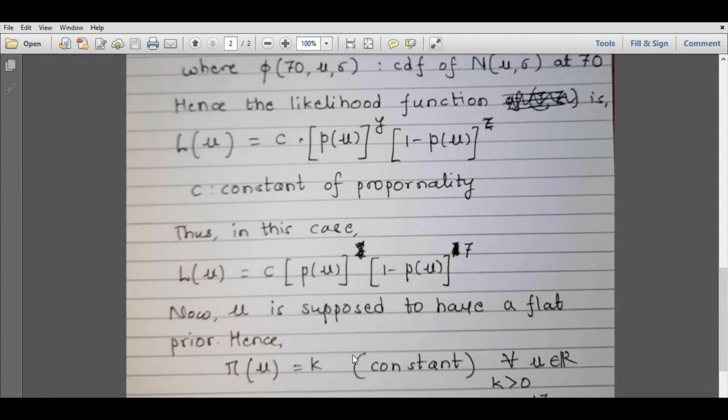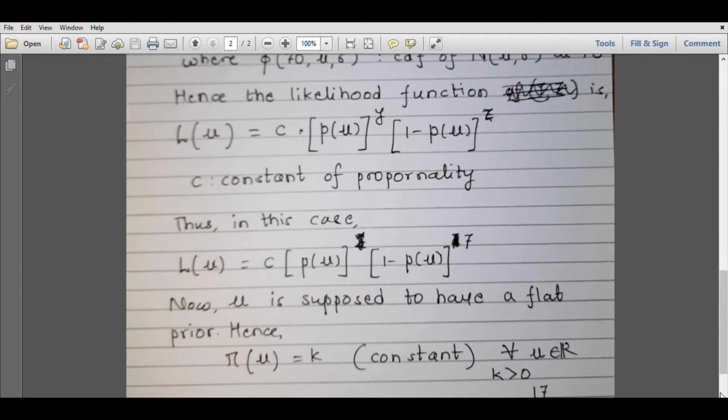pi(mu) is simply k for every mu on the real line. Here k is a positive constant. So now the joint distribution of the data, meaning y and z, you can simply say, of y and mu, will be the product of these two.